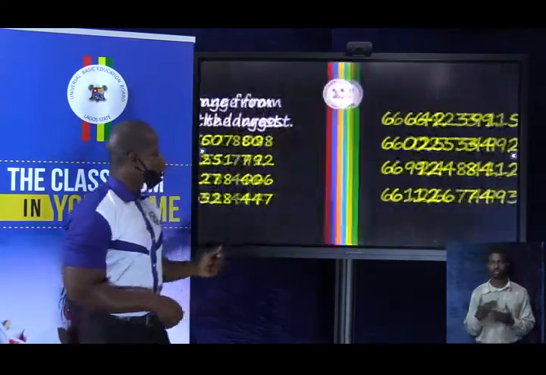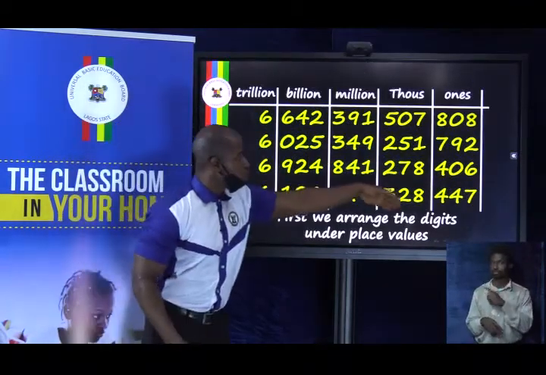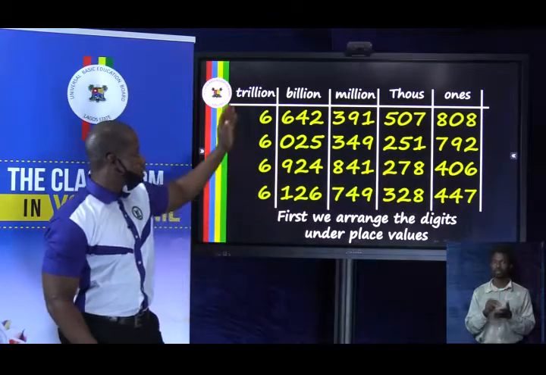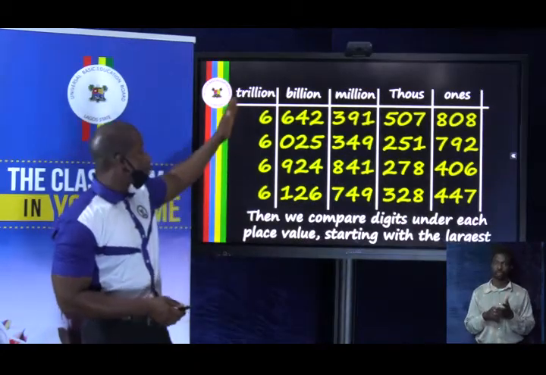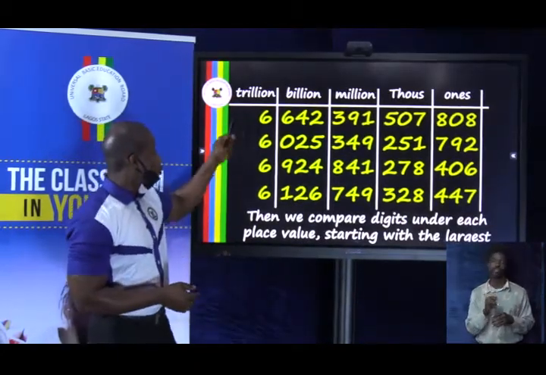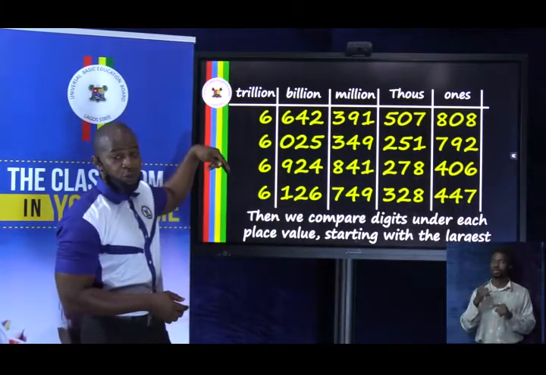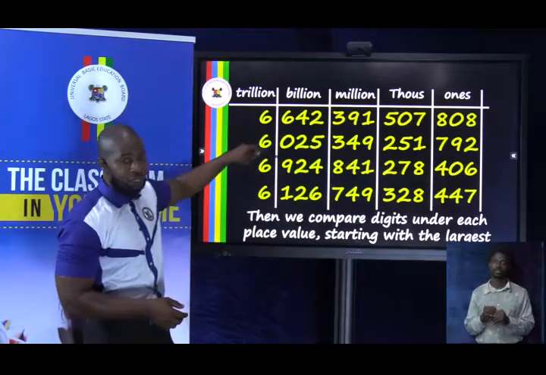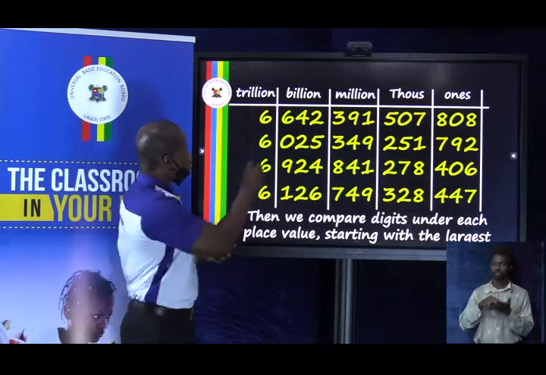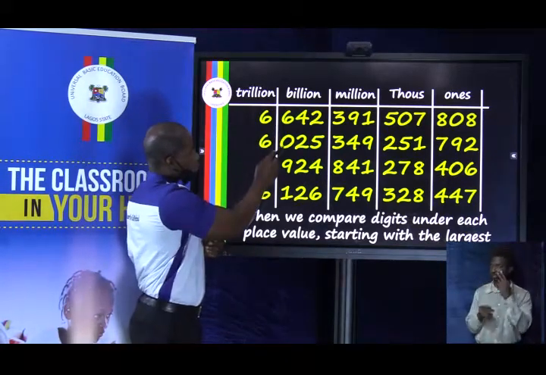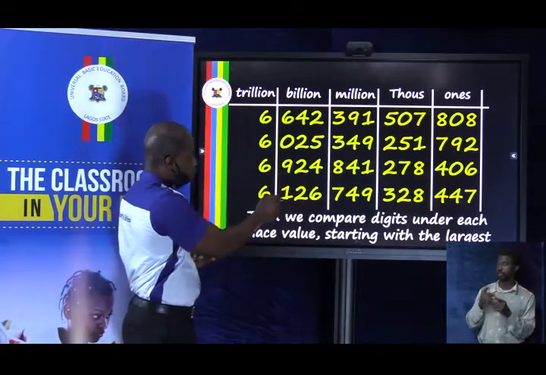So the first thing we want to do is put each of these numbers under place values: ones, thousands, millions, billions, then trillions. Then we start comparing from the largest place value. In this case, the largest place value is the trillion, the units of trillions. But they are all 6, they are equal here, so we can't tell which one is the smallest from this place value. So we'll move on to the next largest place value, and that is the hundred billions. Here it is easy to see that we have 600 billion for this one, 100 billion for this one, 900 billion for this one, and then 100 billion for this one.